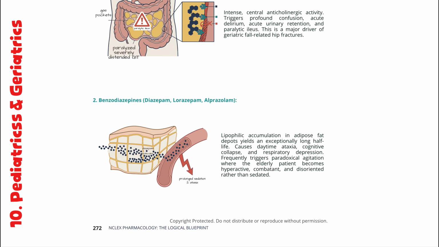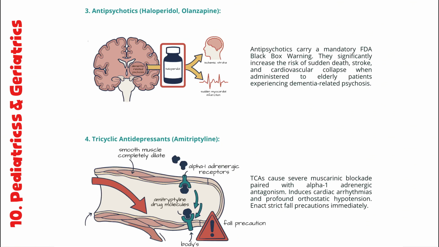Daytime ataxia, cognitive collapse, respiratory depression, and frequently paradoxical agitation, where instead of sedation, the patient becomes hyperactive and combative. Antipsychotics carry a mandatory FDA black box warning in this population. They significantly increase the risk of sudden death and stroke, specifically in patients with dementia-related psychosis. Tricyclic antidepressants like amitriptyline combine severe muscarinic blockade with alpha-1 blockade, causing arrhythmias and profound orthostatic hypotension. Strict fall precautions go in immediately.